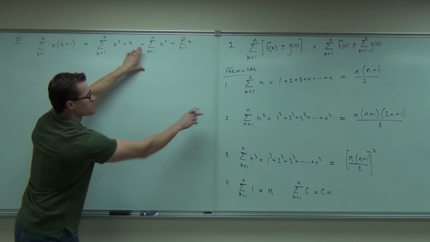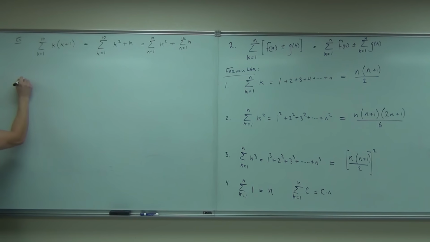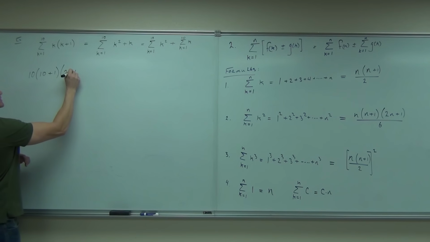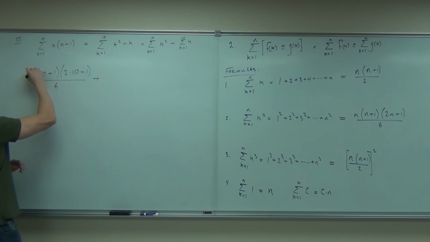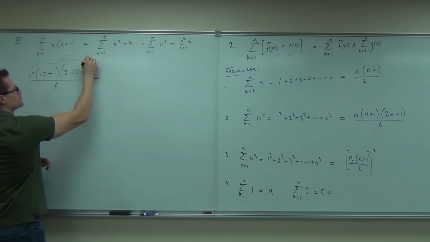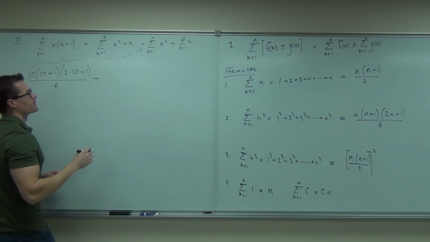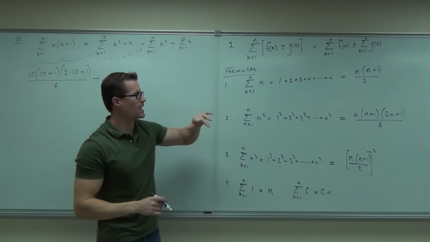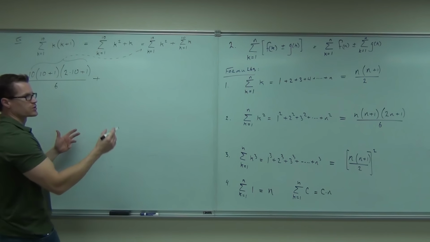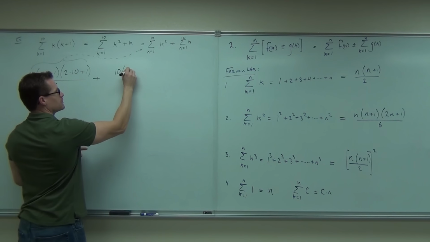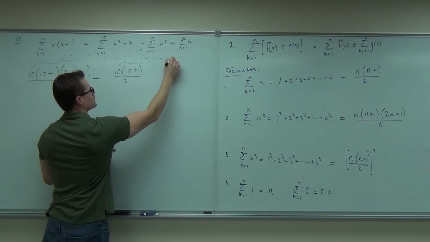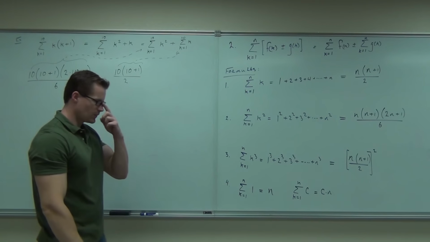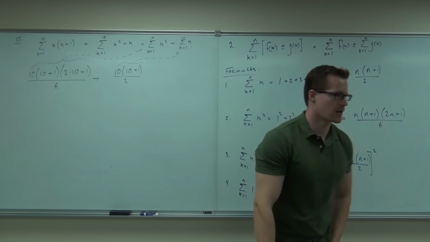So the first one gives us our k squared. Here's how you plug it in: 10 times 10 plus 1, times 2 times 10 plus 1, all over 6. That's from the first one. Then from the sum from 1 to 10 of k, we got another one for that: n times n plus 1 over 2, so that's 10 times 10 plus 1 over 2. Why don't you all figure that out and see what we got? Go ahead and do that on your own.